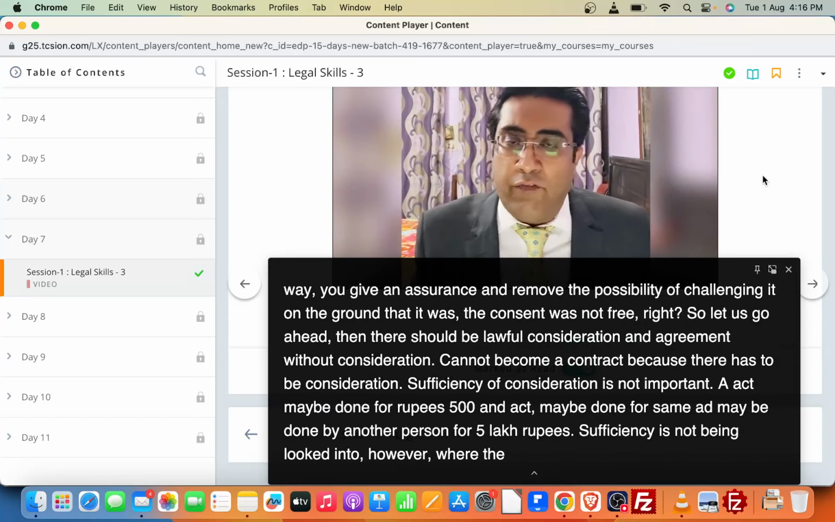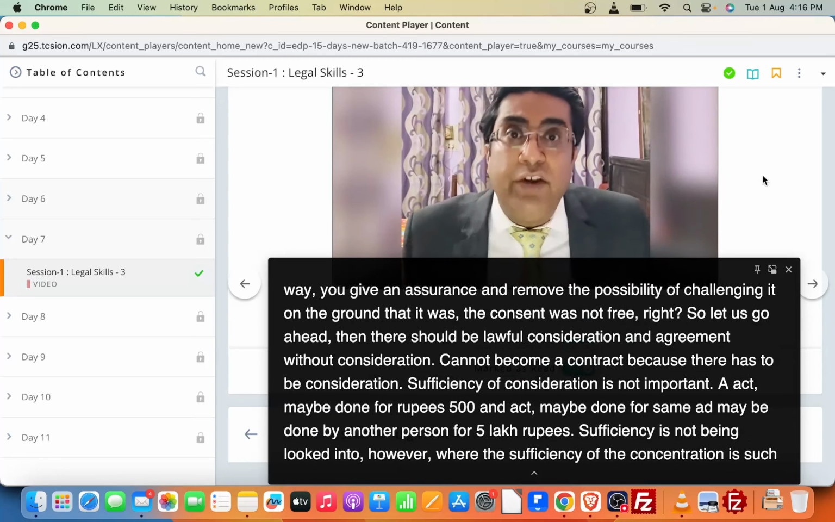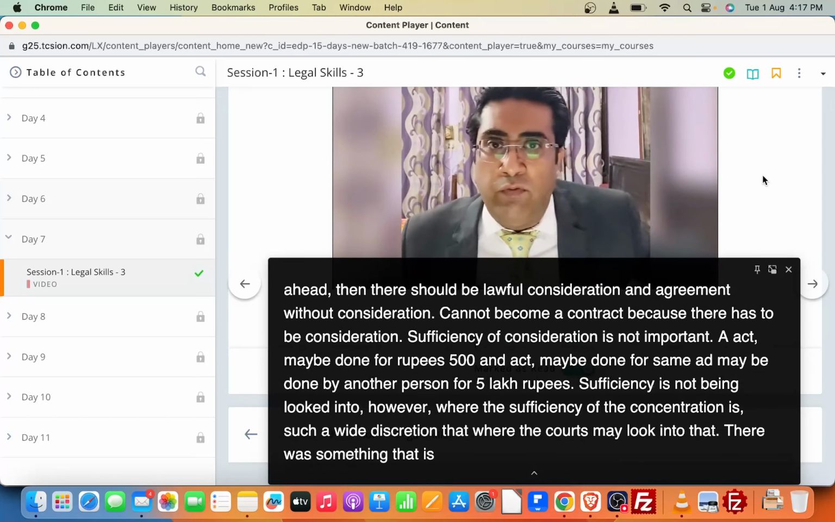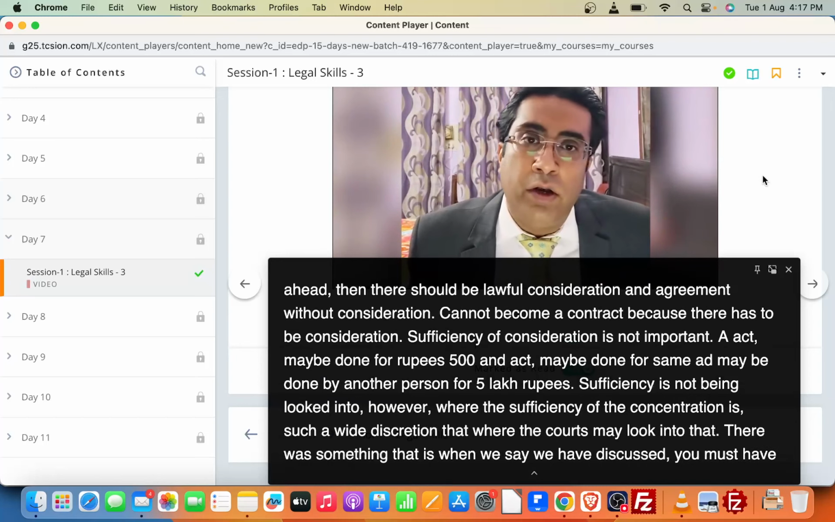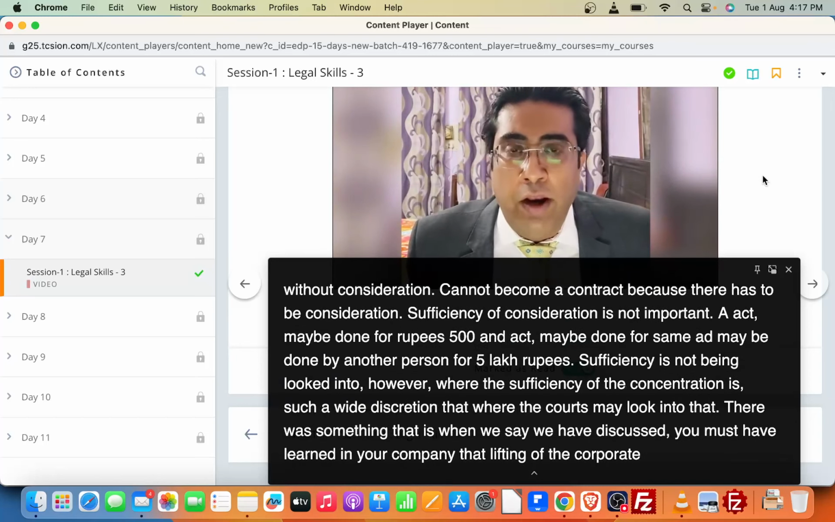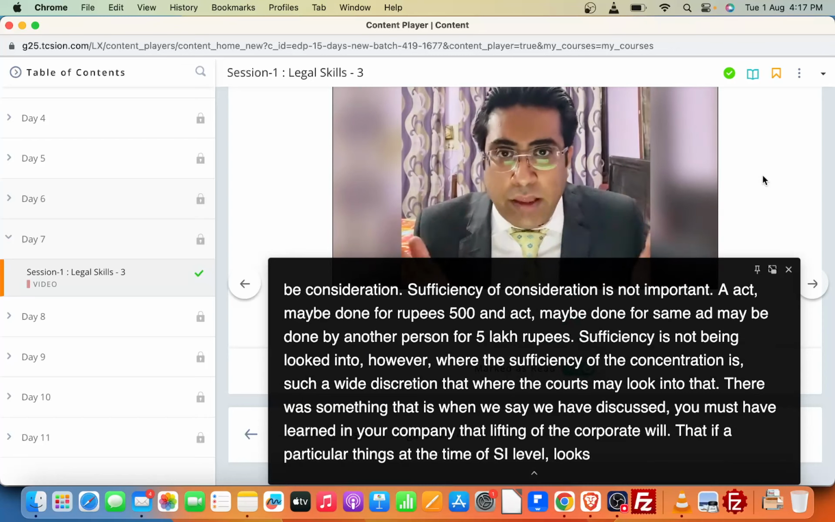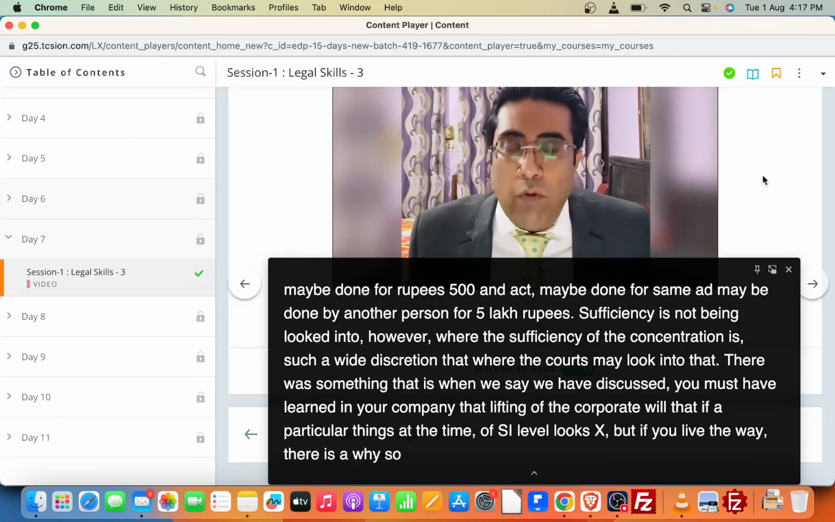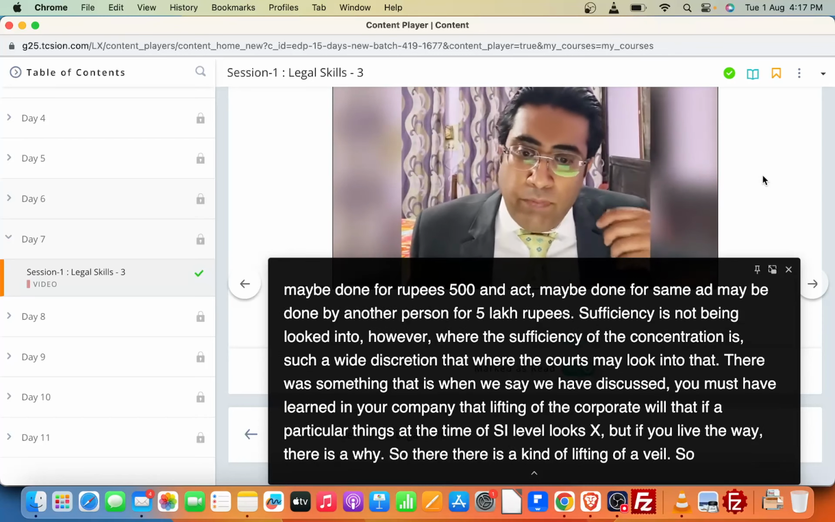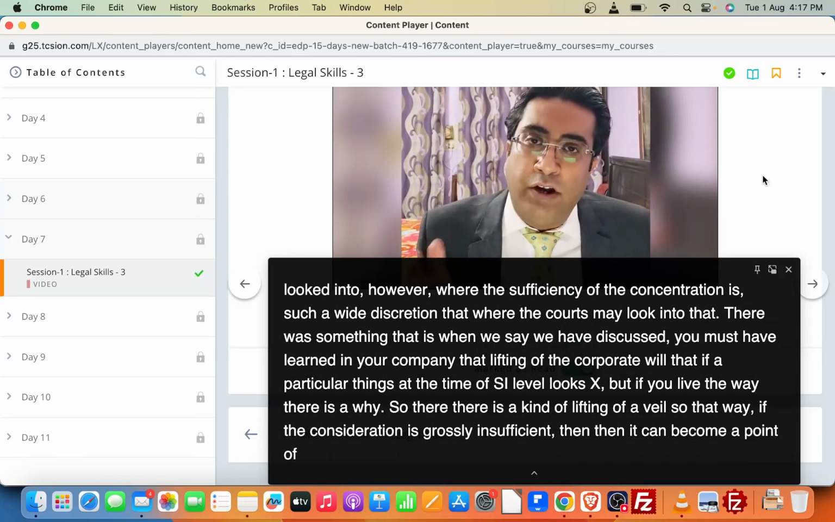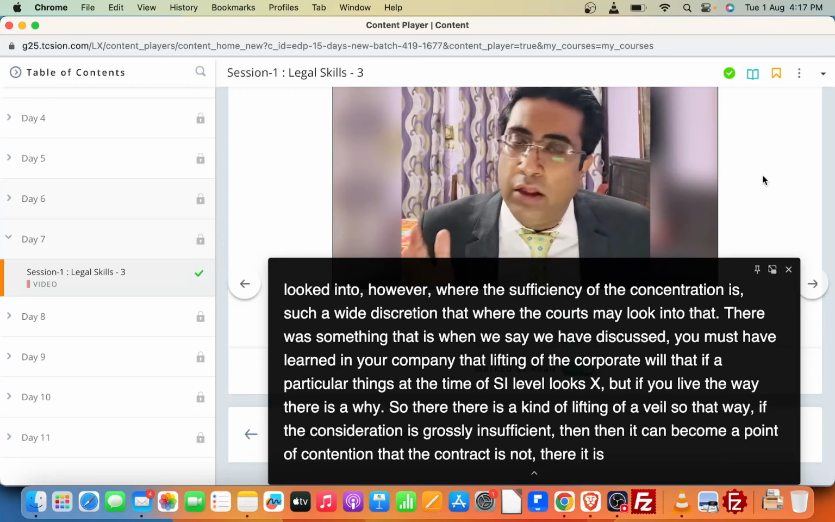However, where the sufficiency of the consideration is concerned, the courts have such a wide discretion that they may look into it. You must have learned in your company law about lifting of the corporate veil: if a particular thing at the prima facie level looks like X, but if you lift the veil, there is a Y. So there is a kind of lifting of a veil. In that way, if the consideration is grossly insufficient, it can become a point of contention that the contract is not a valid contract.